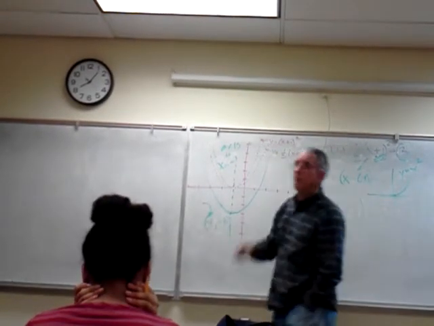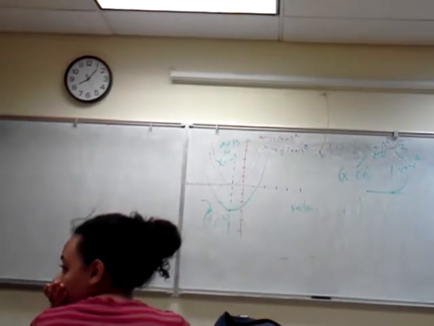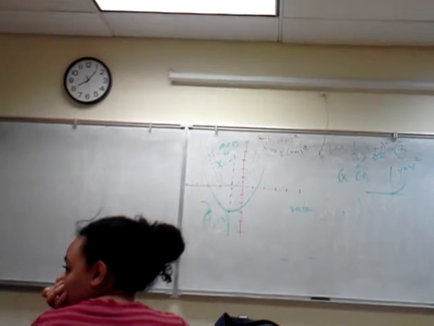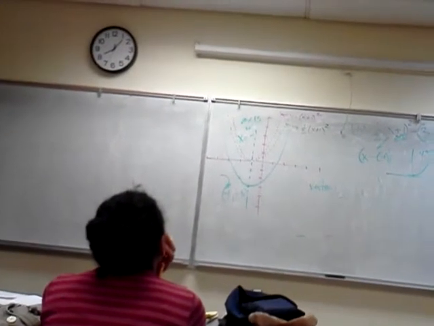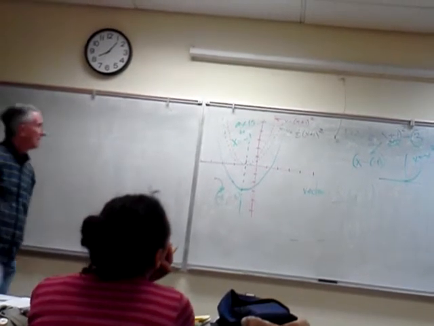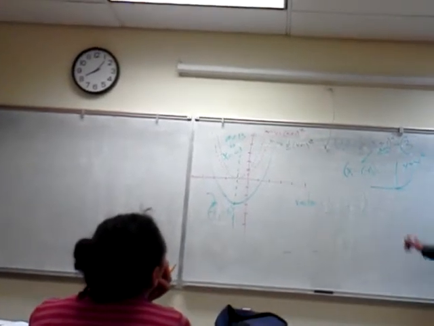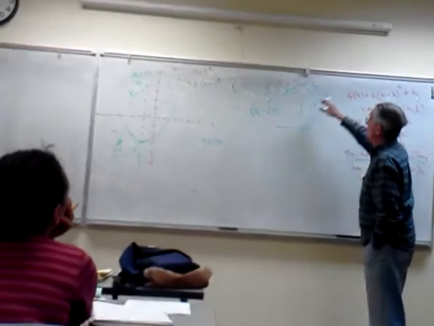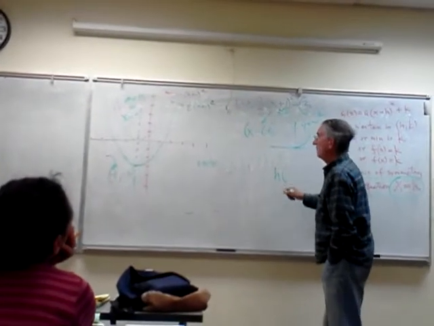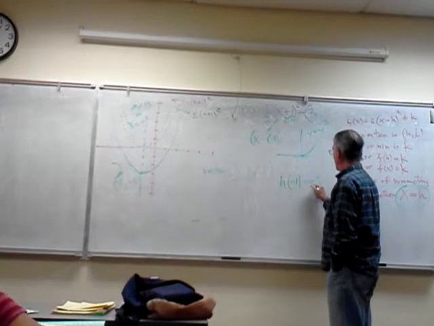Now, he raised a point. Can we do it more simply? Do you have a question? Yeah, can we write that as h of negative 3 equals negative 1? I think you mean h of negative 1 equals negative 3, don't you?